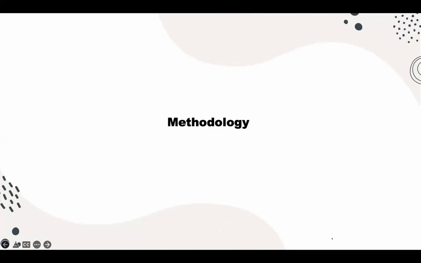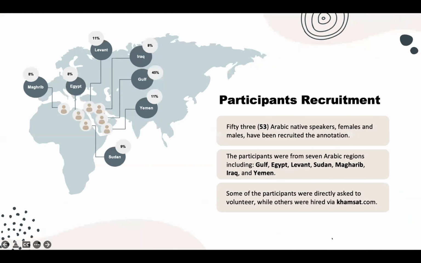Our methodology is based on the following. First, we recruited 53 Arabic native speakers, females and males. The participants were from 7 Arabic regions, including Gulf, Egypt, Levant, Sudan, Maghreb, Iraq, and Yemen. Some of the participants were directly asked to volunteer, while others were hired via Khamsat.